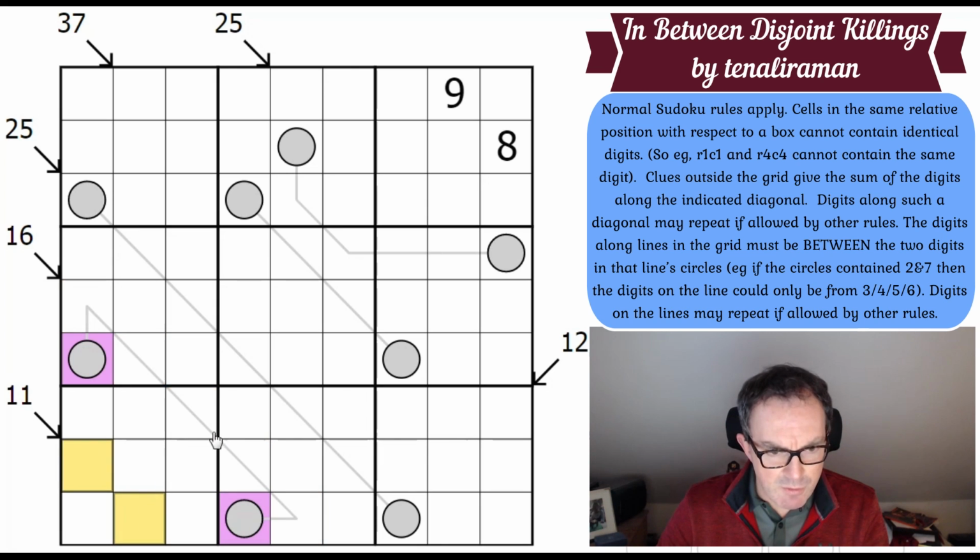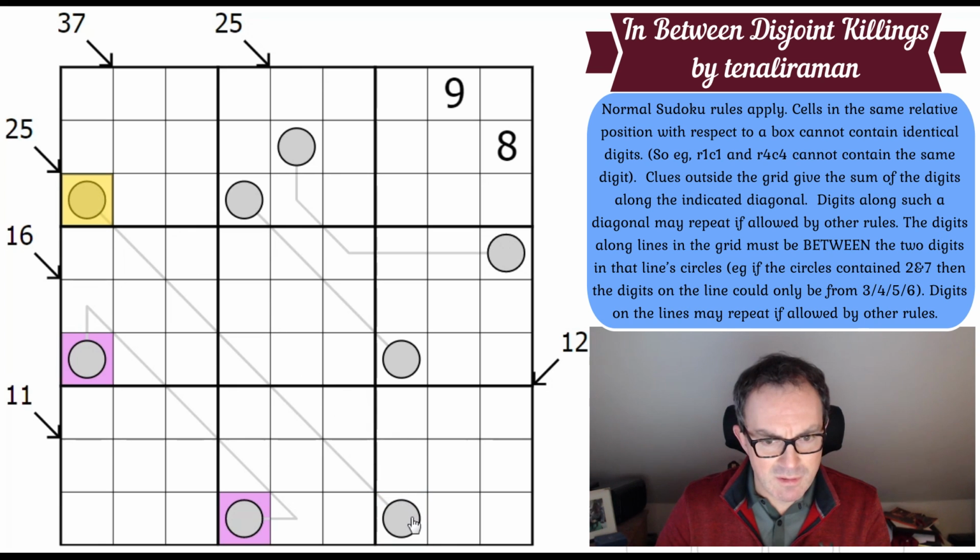Now, the 11th clue is completely hopeless. The 25 clue. Oh, I see. Right. Now, the first really cunning deduction is that it doesn't matter which of the purples contain a 1. The purple cells are in the bottom left-hand cell of their box. So neither of those two squares, which are in the bottom left-hand cells of their boxes, can be 1s.